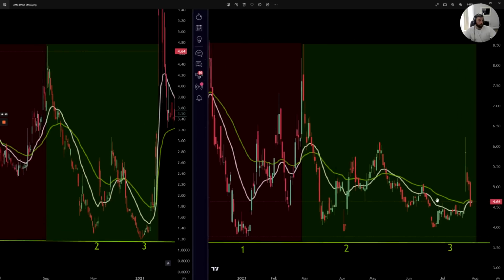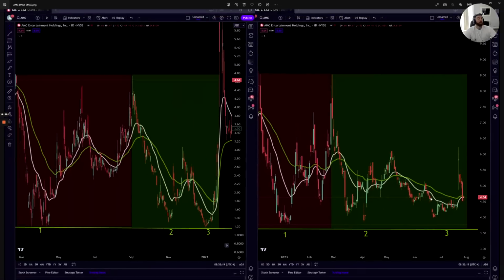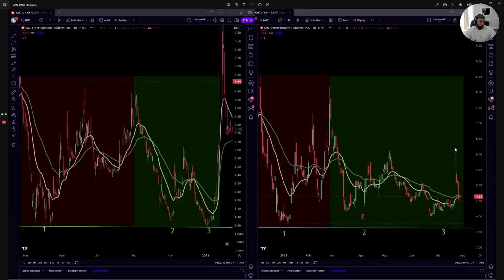Well, guess what? The 20 EMA is 5 cents away from crossing the 50 EMA to the upside. Not only that, this is your macro break and retest on AMC. So this looks very good. Again, 20 EMA in the white, 50 EMA in the green. 20 is under the 50 the whole time here.